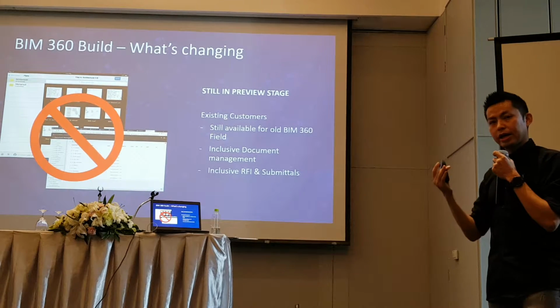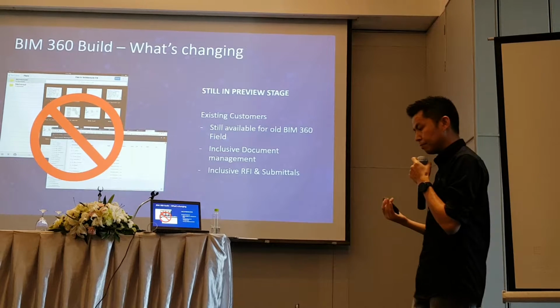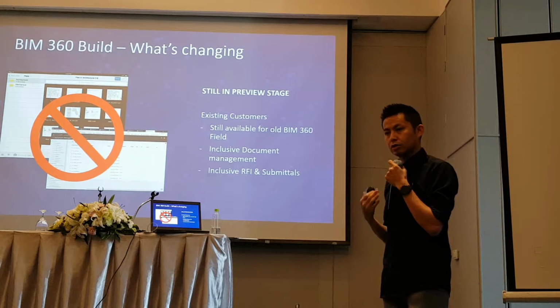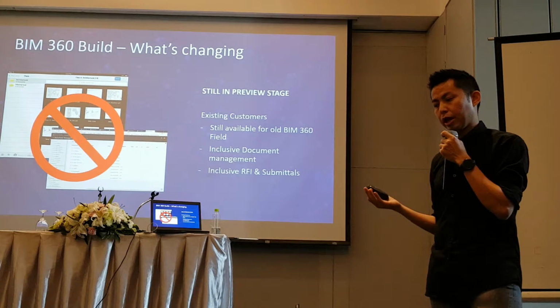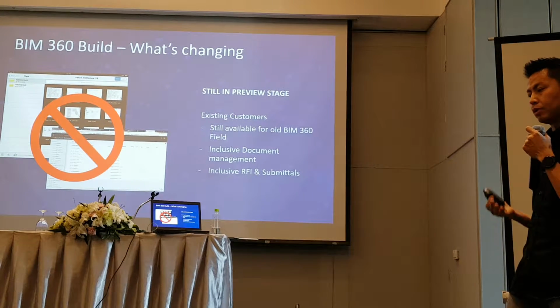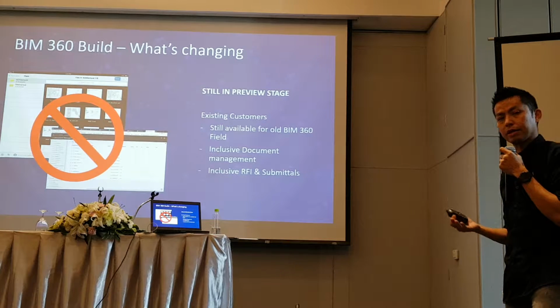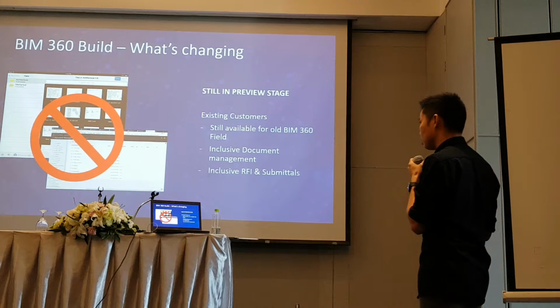Let's say that they have 5 projects in their account. They can choose 3 under classic and 2 under new. They can do that. But you cannot say, I have a project called AA Tower, and for this AA Tower I want to use classic and new at the same time. It's not possible to do that.